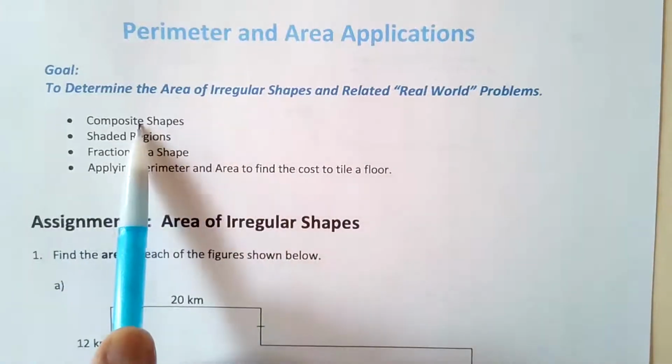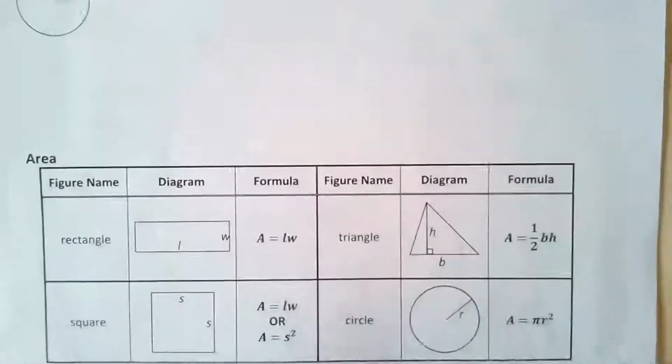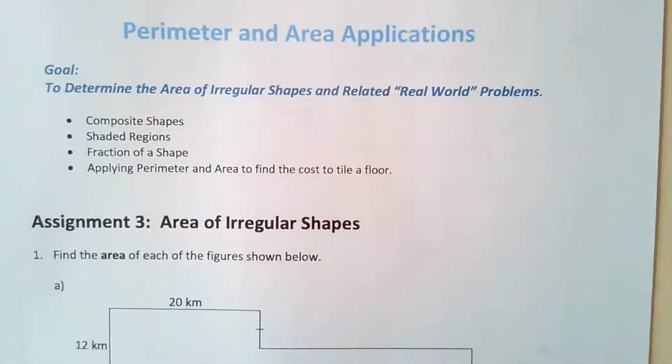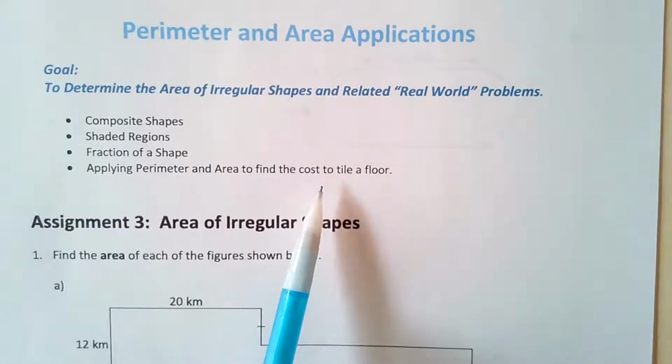In the past, we looked at composite shapes, meaning you have a combination of regular shapes or irregular shapes. We found shaded regions. We looked at fractions of a shape, and the question we'll be looking at today is applying area to find the cost to tile a floor.